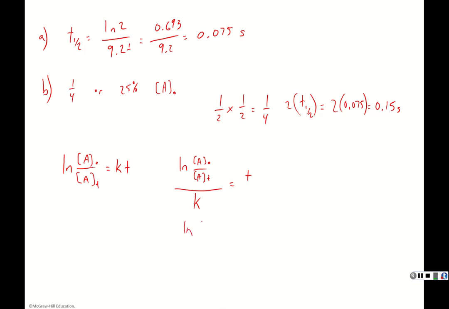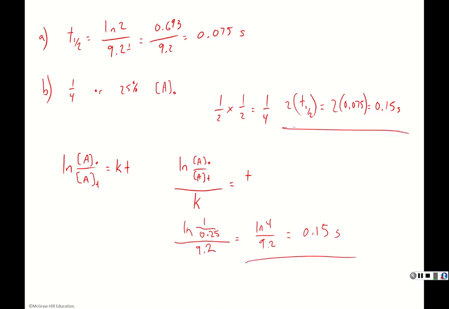So what we can do is set A naught equal to 1, and if only 25% is left at time t, that would be 0.25. And then k is, again, 9.2. So that would be equal to ln of 4 divided by 9.2. And that's going to equal 0.15 seconds. Right, so same thing. You can do it the long way, or you can remember the shortcut.